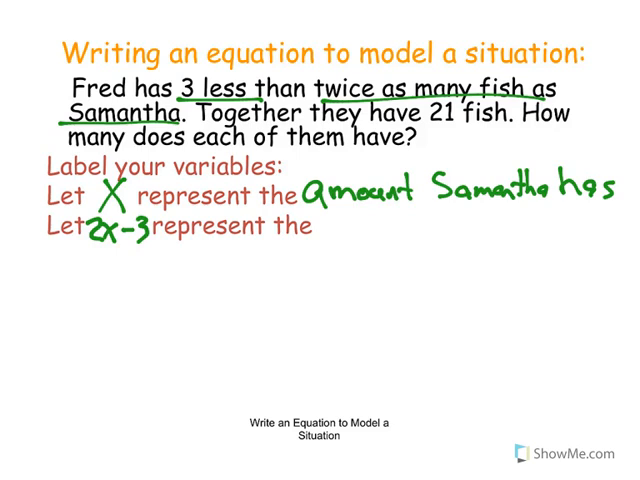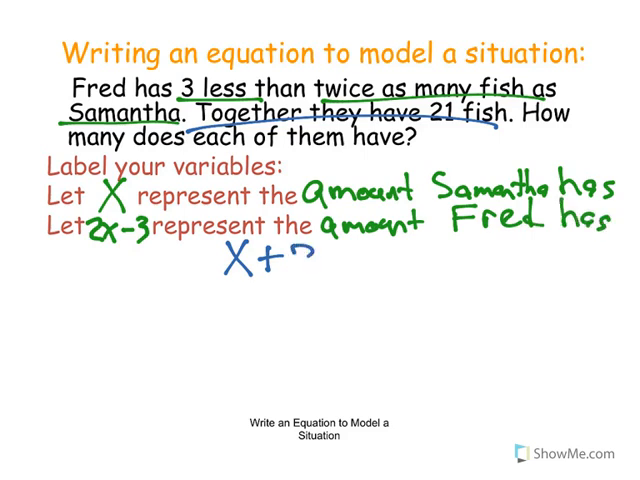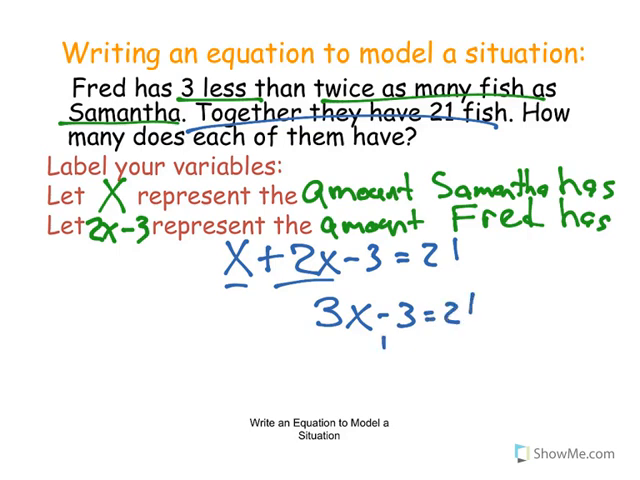So then the next part should be easy. Together they have 21. So the amount Samantha has plus the amount Fred has, which is 2x minus 3, equals 21 in total. I'm going to combine my like terms. So we get 3x equals 24. So we should get x is 8.